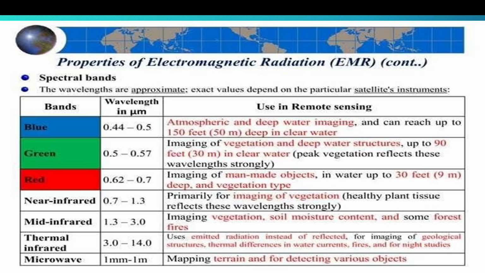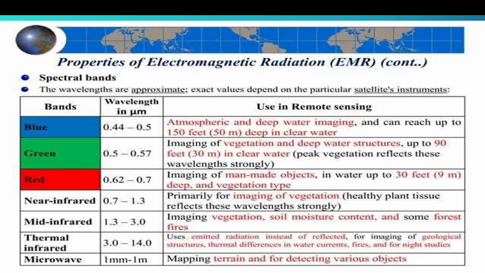Then we have mid infrared, which ranges from 1.3 to 3.0 micrometers, used for detecting vegetation, soil moisture, and forest fires. Coming to the next, the thermal infrared, which ranges from 3 to 14 micrometers, measures emitted heat radiation for applications such as geological study, thermal currents, fire detection, and night observations.